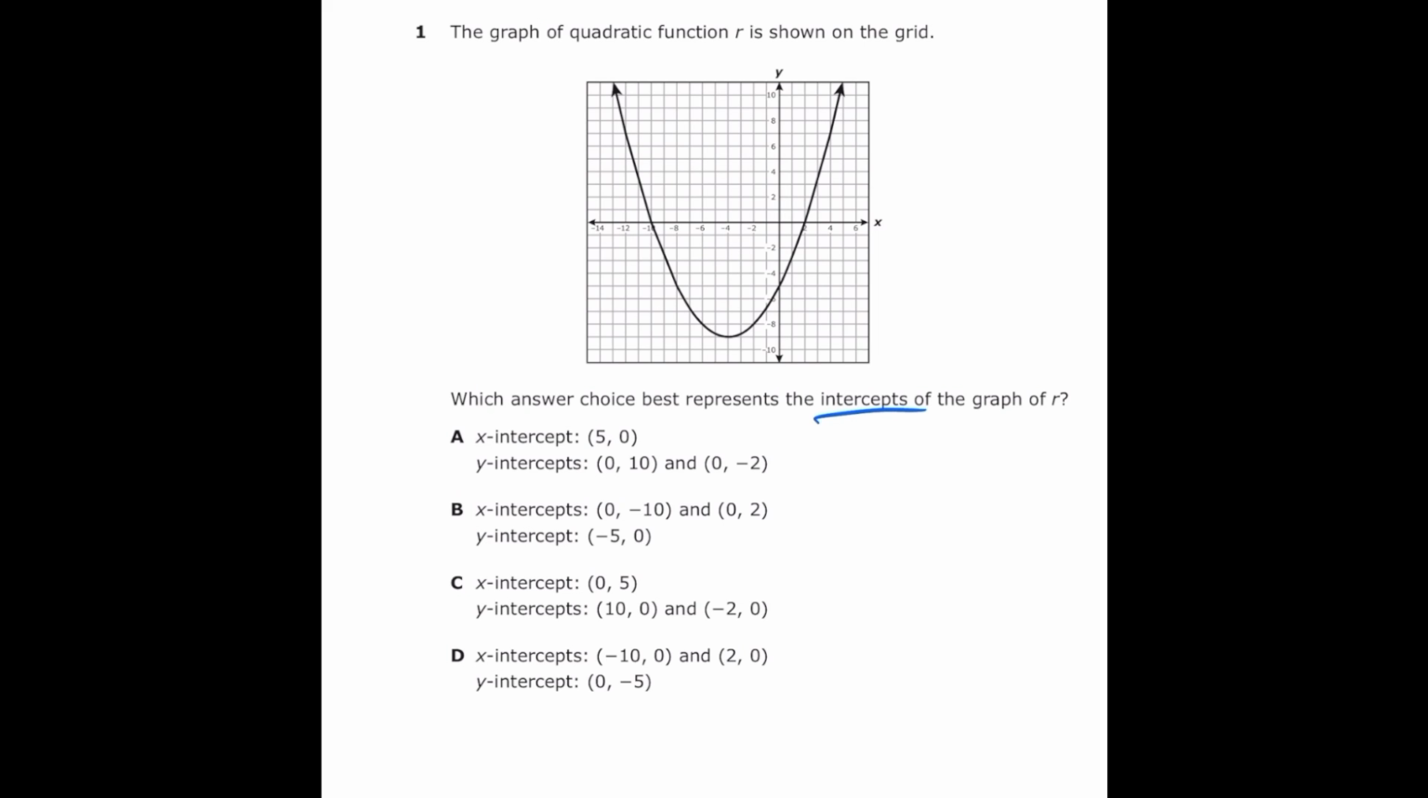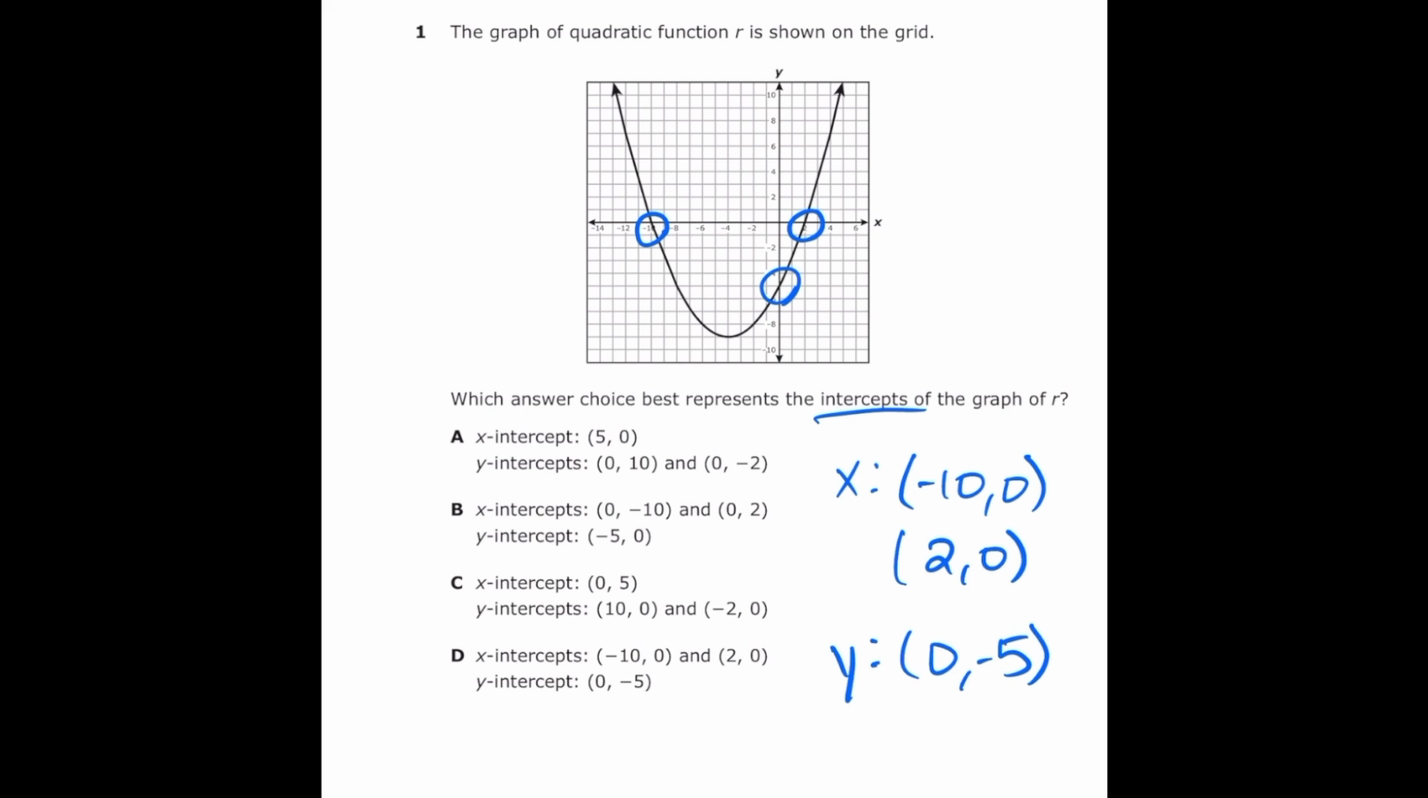So we have two kinds of intercepts. We have x-intercepts and we have y-intercepts. Obviously, x-intercepts cross the x-axis and y-intercepts cross the y-axis. So I'm going to go ahead and circle those, and I'm going to go ahead and write out the coordinates for each. So for my x-intercepts, I have (-10, 0) and (2, 0). And then for my y-intercept, I have (0, -5). From there, I just look at my answer choices, and my answer has to be letter D.